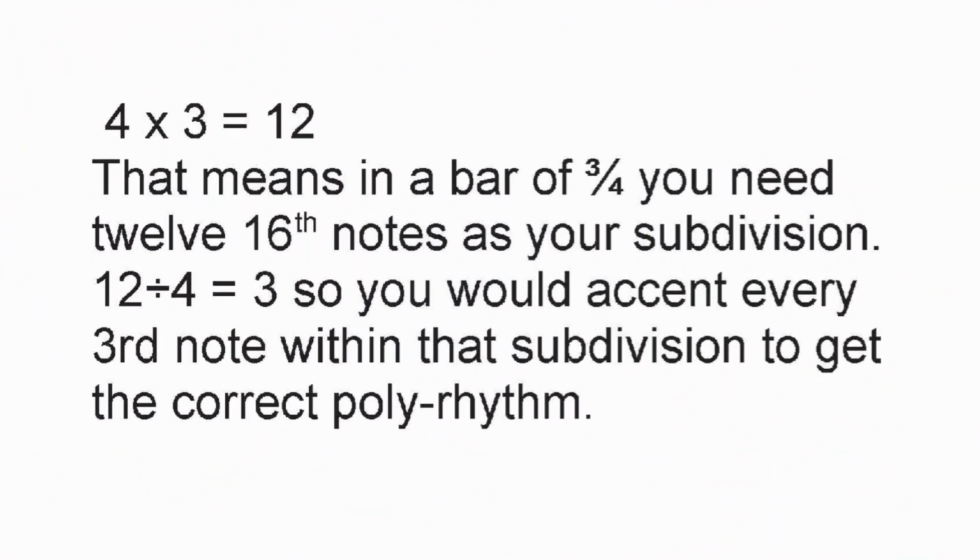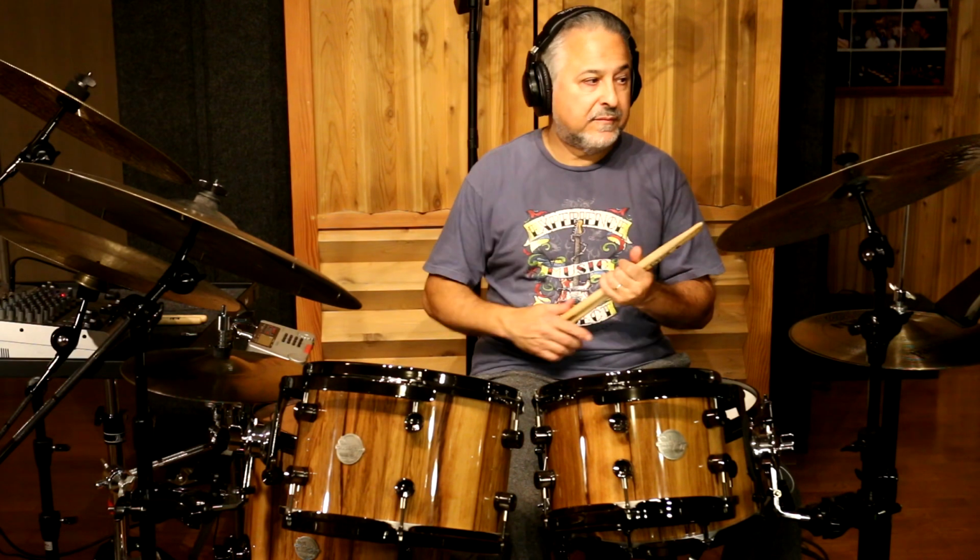Now, a good way to figure that out mathematically is this. You multiply 4 times 3, and that gives you 12. Now, you want to figure out the subdivision to use. So in this case, 4 times 3, that's 12. You need 12 16th notes, all right? Because 12 16th notes are what's in 3/4 time signature. So you need 12 notes. And then, since it's 4 against 3, every third note you're going to accent. So that sounds like this.